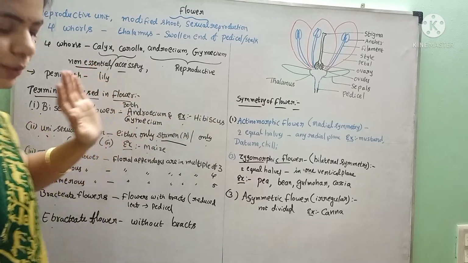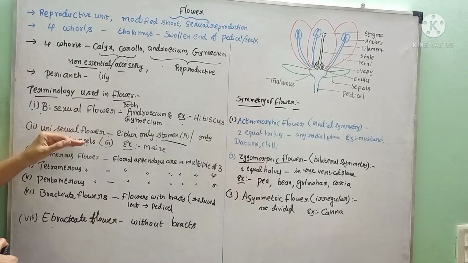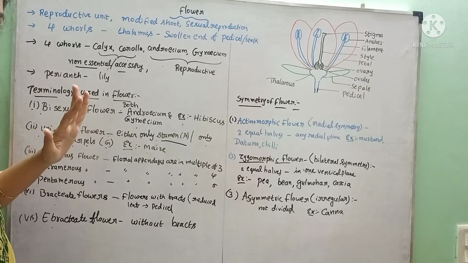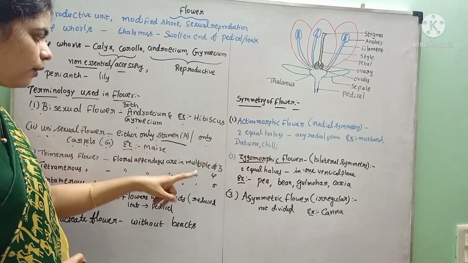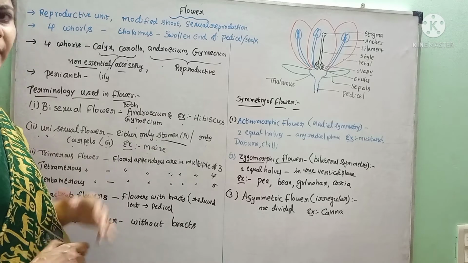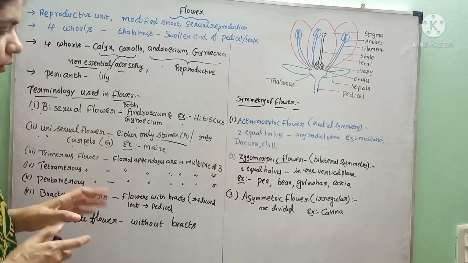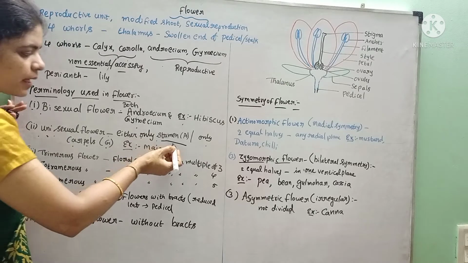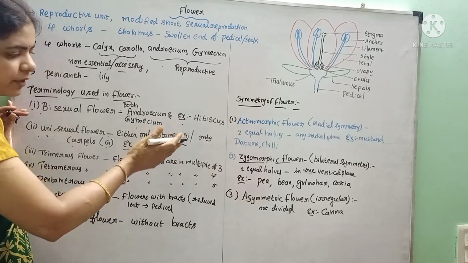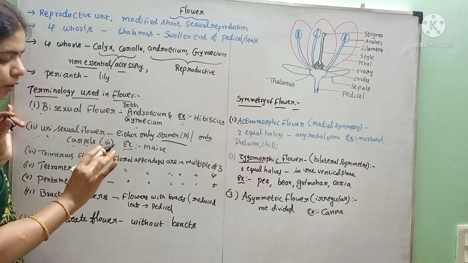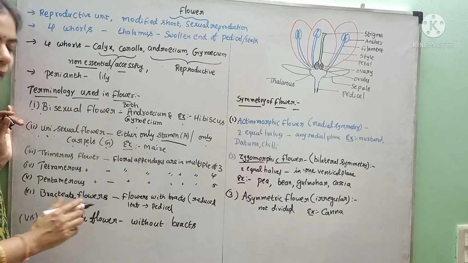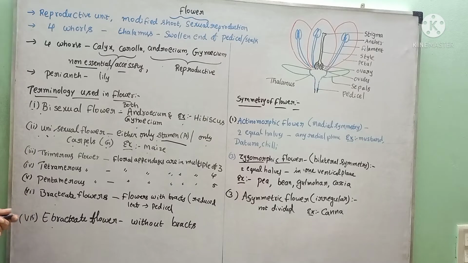Example, hibiscus, datura. And unisexual flower. Some flowers consist of either androecium or only gynecium. It may be anything that is present, not both. Some flowers consist of stamen or androecium, they are the male flowers, and some flowers consist of carpels or gynecium, they are called female flowers. Example, maize.